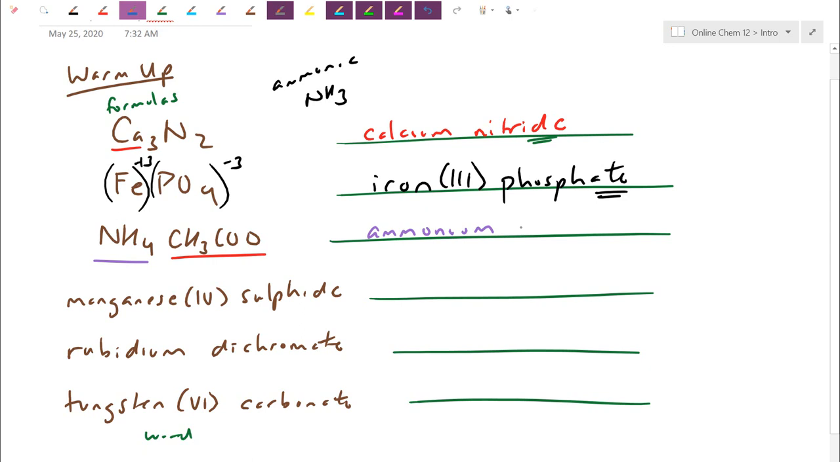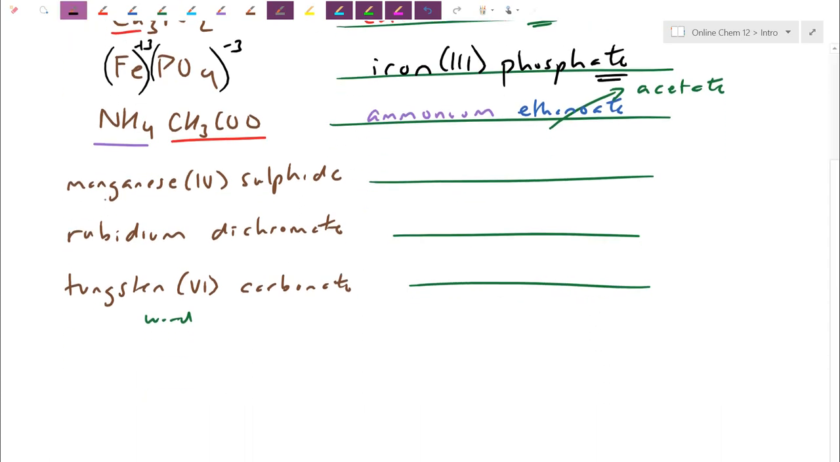This C2H3O2, if you actually look on the back side of your polyatomic chart here, you're actually going to find you can call this one here ethanoate. So that's perfectly fine as a name. It sort of uses that organic chemistry, that eth prefix. More commonly, the common name for this ethanoate here is acetate. So you can also call it acetate as well. So ammonium acetate.